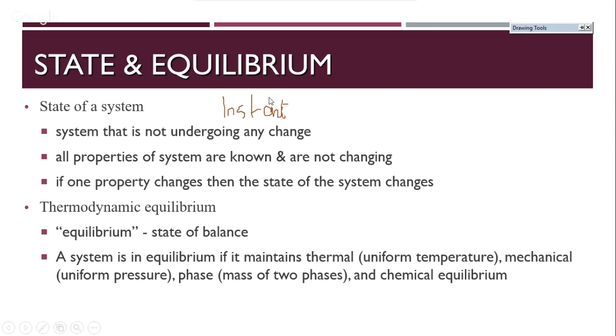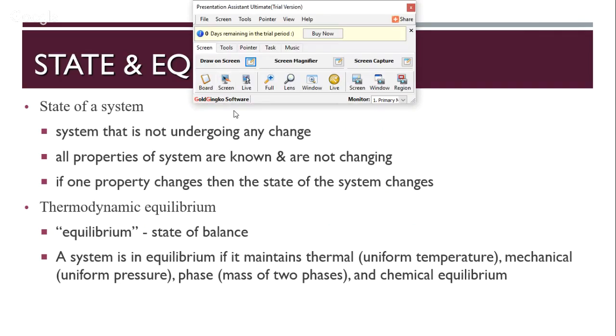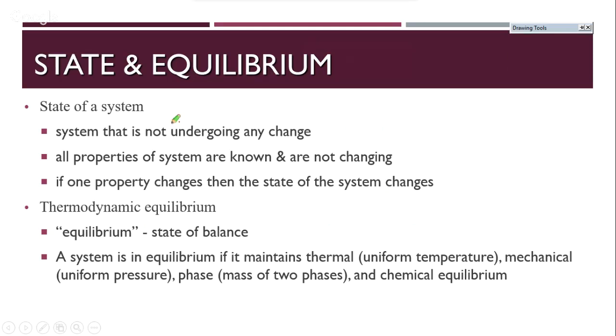So what is the state of a system? The state of a system is that part where you will find that the system is not undergoing any change. All of its properties are known and they are not changing. And what properties are we talking about? For example, pressure, volume, temperature. We are talking about internal energy, and total energy. All of these things are pretty constant and they are not changing.